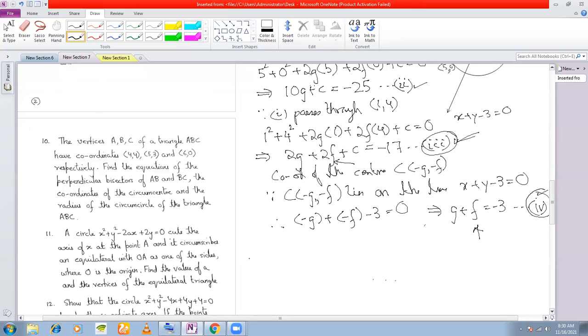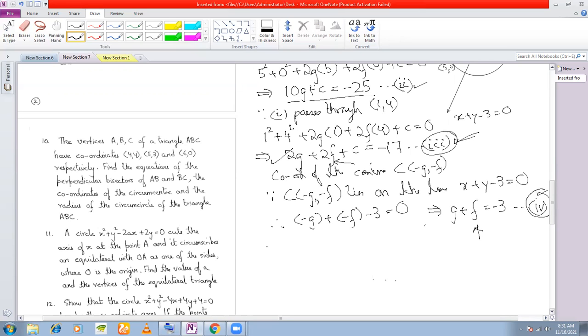Now, after removal of f, if I'm only left with g and c, then I'll get one equation in g and c. And what is the other equation in g and c? This one. So I can solve these two simultaneously to find out the values of g and c. And in order to find out the value of f, I can put the values of g and c back in this equation. Clear? Yes, sir.